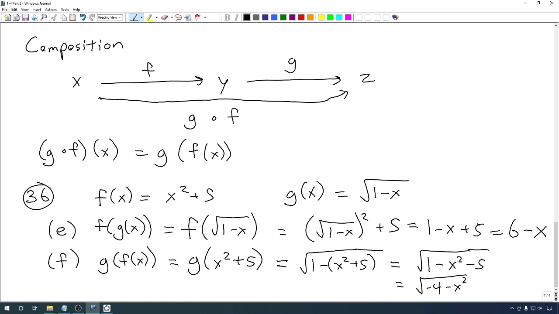So really what happened here is that the range of f, the range of x squared plus 5, is numbers that are bigger than or equal to 5. But the domain of g is numbers that are less than or equal to 1. Since there are no numbers that are bigger than 5 and less than 1, then no matter what value of x we choose, this whole thing breaks.